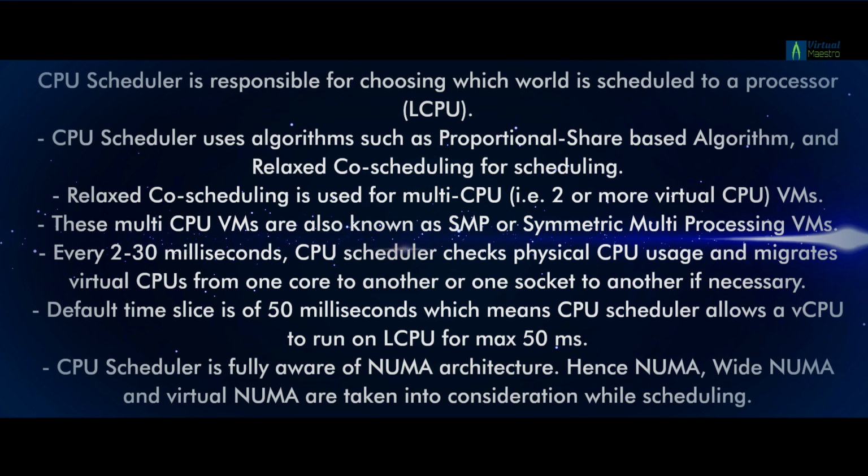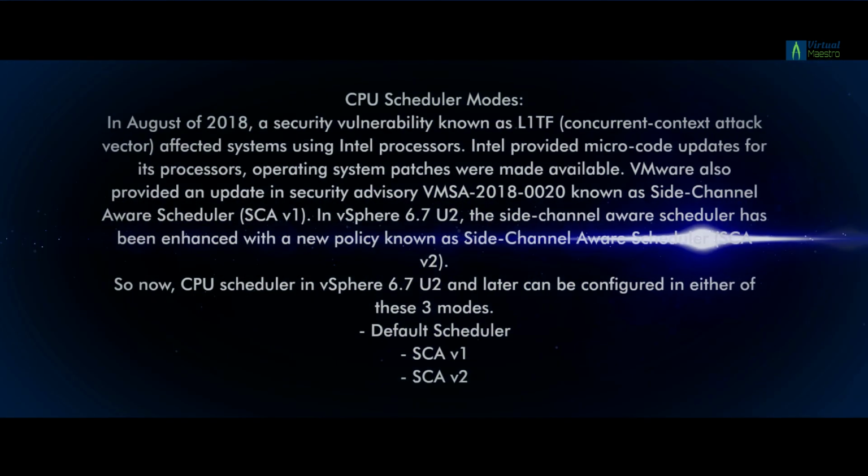The default time slice is 50 milliseconds, which means the CPU scheduler allows a vCPU to run on an LCPU for a maximum of 50 ms. The CPU scheduler is fully aware of NUMA architecture. Hence NUMA, wide NUMA and virtual NUMA are taken into consideration while scheduling.